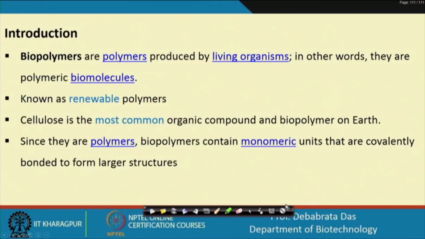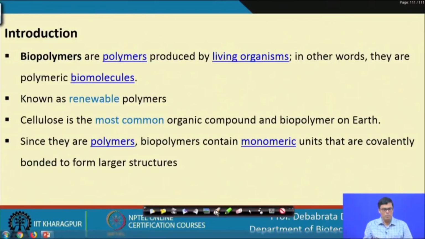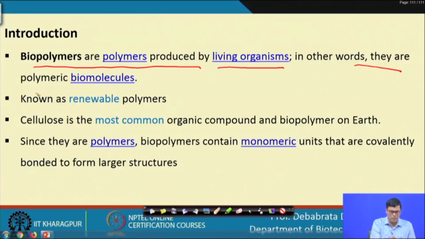First let us find out what we mean by biopolymer, and what the different biopolymers available are. Biopolymers are polymers produced by living organisms. In other words, they are polymeric biomolecules. I can give the typical example of cellulose. Cellulose is a polymer of glucose. Starch is also a polymer of glucose. The only difference is that in starch the glucose bonding is alpha 1,4 and alpha 1,6, whereas in cellulose we have beta 1,4 linkage. But both are polymers of glucose.